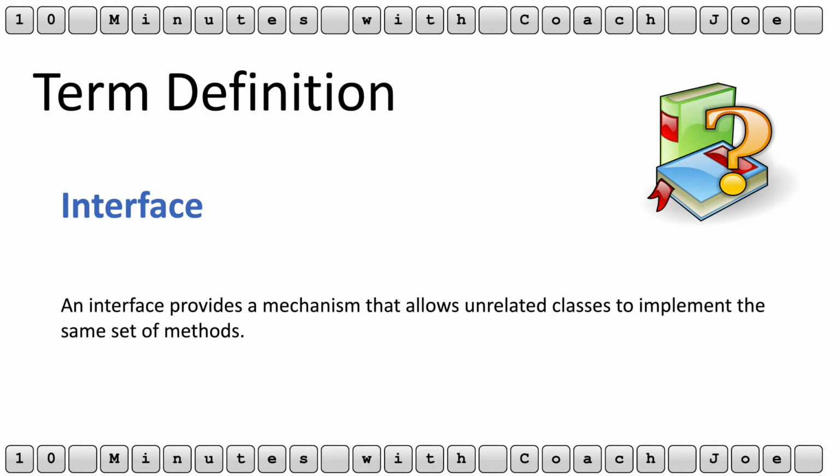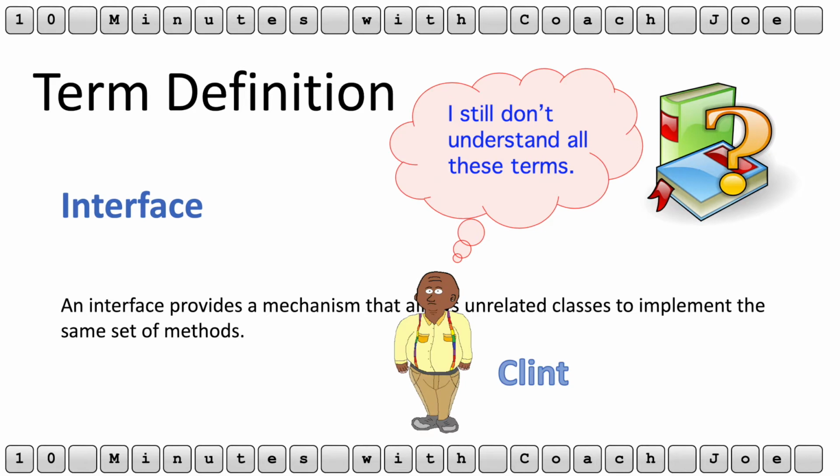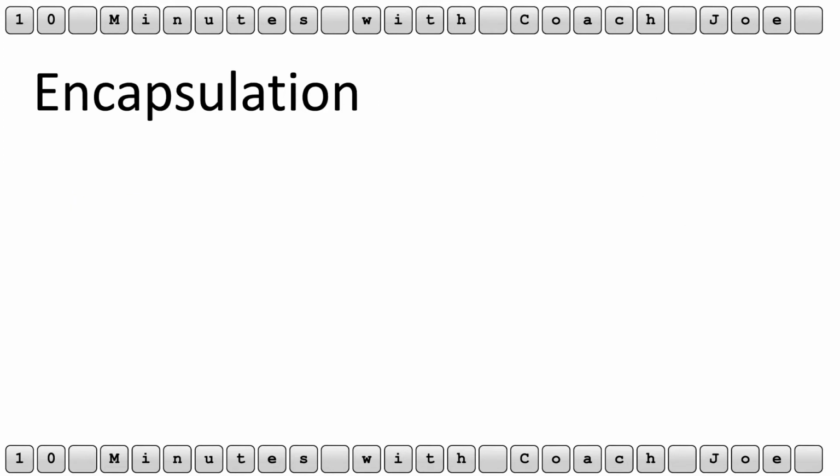One other term that falls between abstraction and polymorphism is the interface. An interface provides a mechanism that allows unrelated classes to implement the same set of methods. This is another form of abstraction meant to have a simple thing represent a complex thing. Yes, these definitions are a little vague until you better understand the true meaning.